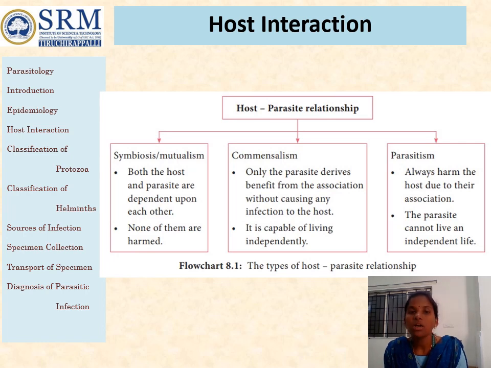So symbiosis means both host and parasite are beneficial or dependent upon each other. None of them are harmed. Commensalism means only the parasite derives benefit from the association without causing any infection. That means the parasite can obtain nutrients from the host and doesn't cause any harmful effects to the host. That belongs to the commensalism relationship.